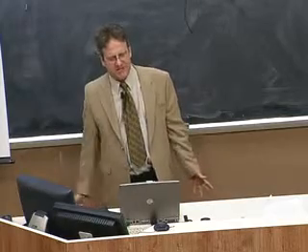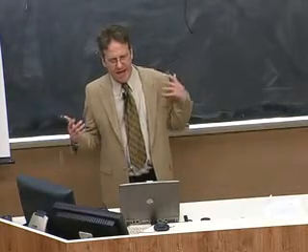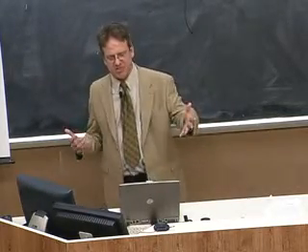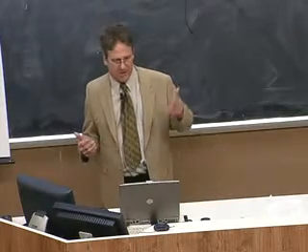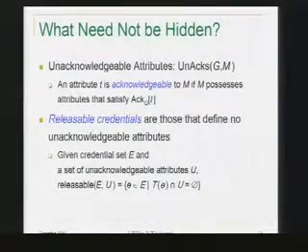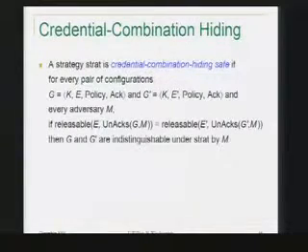What doesn't need to be hidden? Well, an attribute T is acknowledgeable to an attacker M, or an adversary M, if M possesses attributes that satisfy the acknowledgement policy of T. And releasable credentials are just those that define no unacknowledgeable attributes. So now I can articulate the safety requirement.